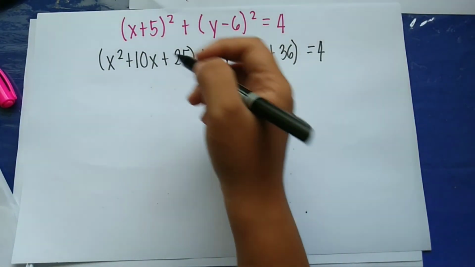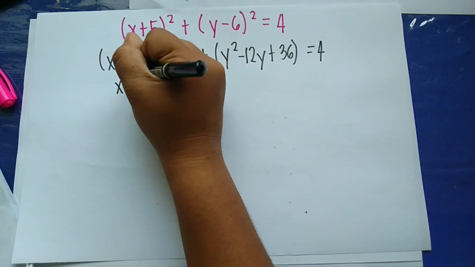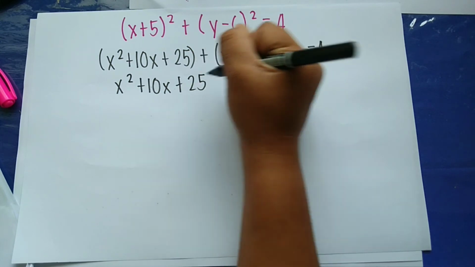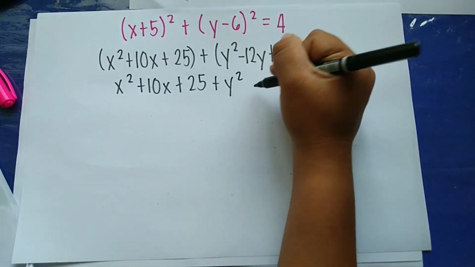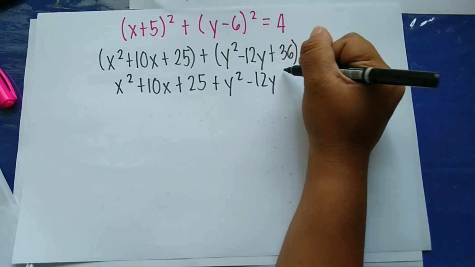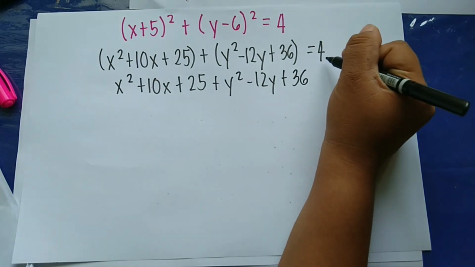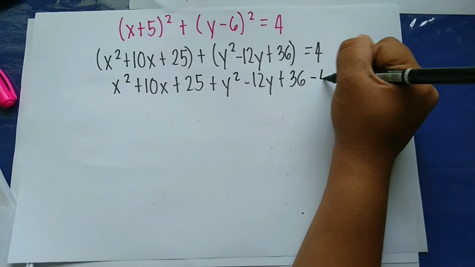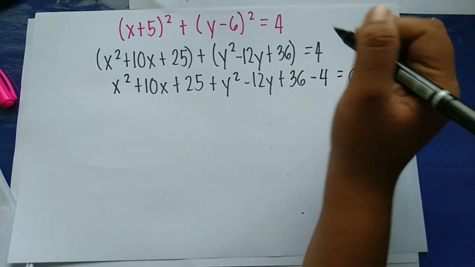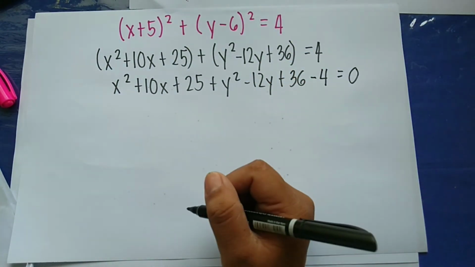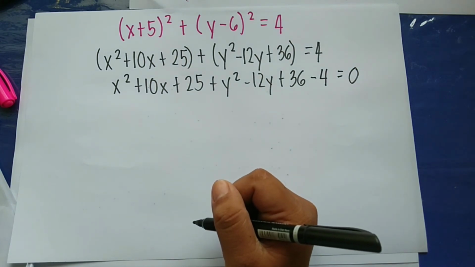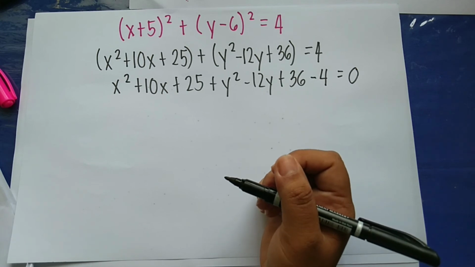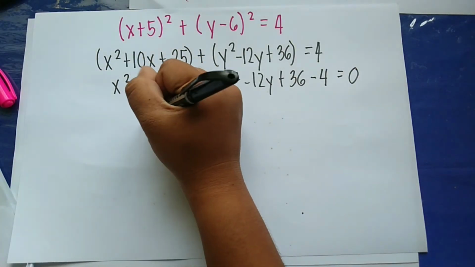Place all the terms to the left side. Since this is positive, transpose to the other side, it will be negative. Then equate to 0. Simplify the equation by combining all the like terms. We will combine all the constant terms.